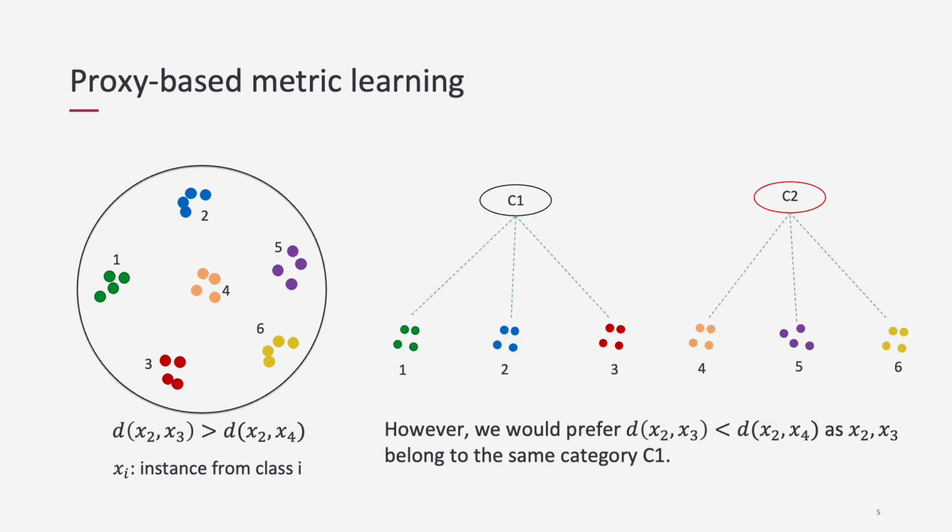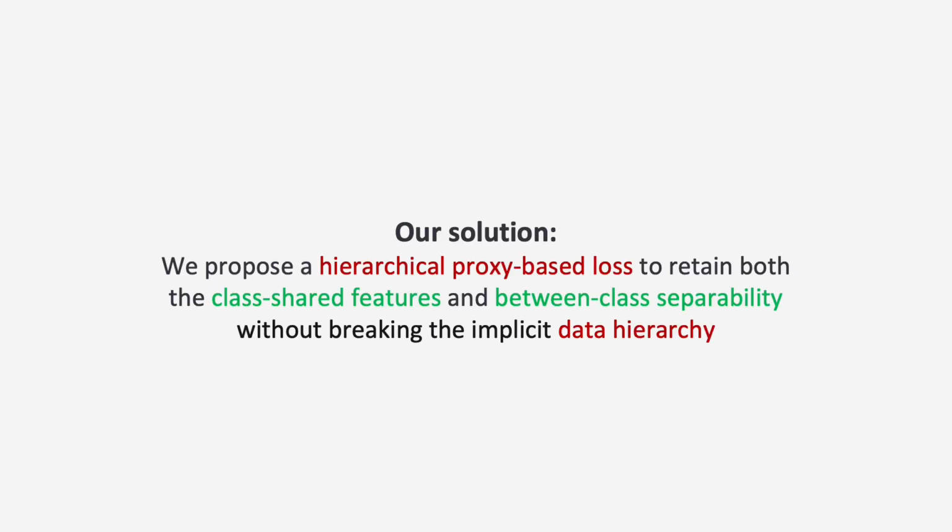However, real-world data often has implicit hierarchies. For example, classes 1 to 3 might belong to one supercategory, while classes 4 to 6 belong to another. Naturally, we would prefer the samples within the same supercategory to be closer to each other, but this is often violated by traditional proxy-based methods. So to address these problems, we propose a hierarchical proxy-based loss that captures both class-discriminative features and class-shared characteristics without breaking the implicit data hierarchy.